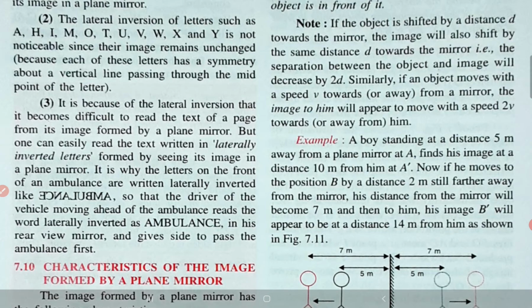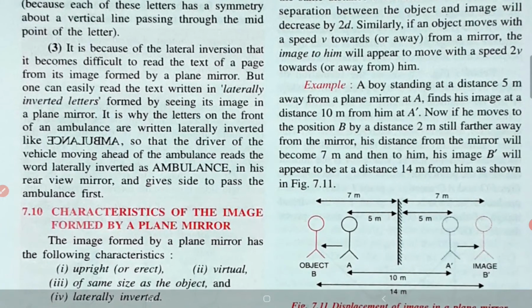Okay, the next thing, it is because of the lateral inversion that it becomes difficult to read the text on a page from its image formed by the plane mirror, but one can easily read the text written laterally inverted letters formed by seeing its image in the plane mirror.